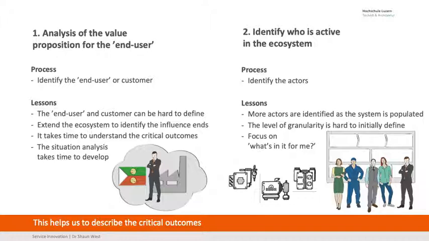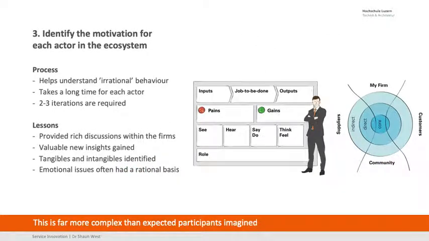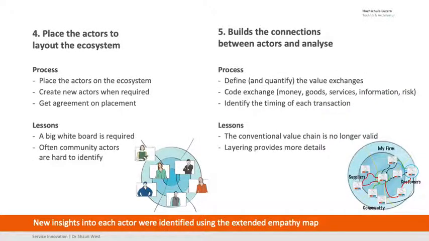Every time you're looking at an actor and describing them, what's in it for me? We need to understand what's in it for me. Ecosystem, actor, oh, we've missed one, go back. It takes 2 or 3 iterations. Identify the motivation. What they like doing, what they don't like doing, what makes them happy, what makes them sad, what are the inputs, what are the outputs, and how do they behave? We can then place them on the ecosystem and then link them together.